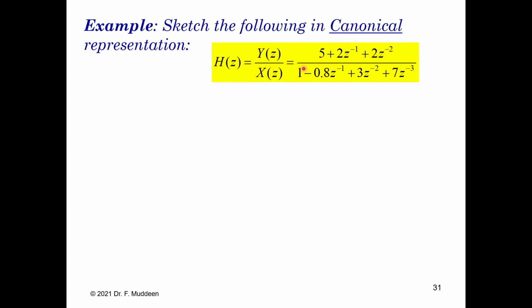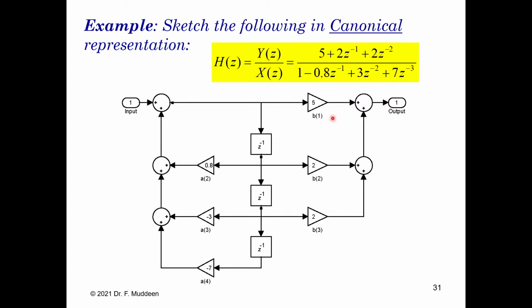So we need to represent this H of z equation in canonical representation. It's possible for us to do this just by visually watching the diagrams and formulating our blocks accordingly. For example, we watch Y of z on the numerator and X of z on the denominator. You can see that this 5, 2, and 2 will map towards the outputs, and then there's 1, -0.8, 3, and 7 that go in the back for X of z.